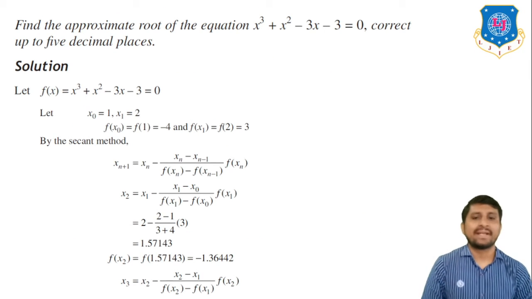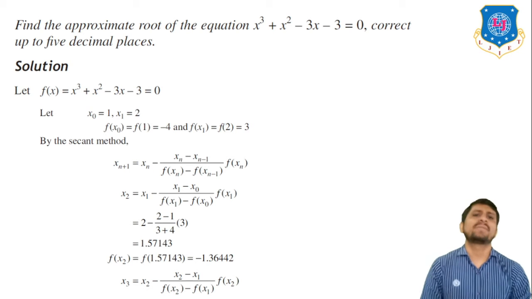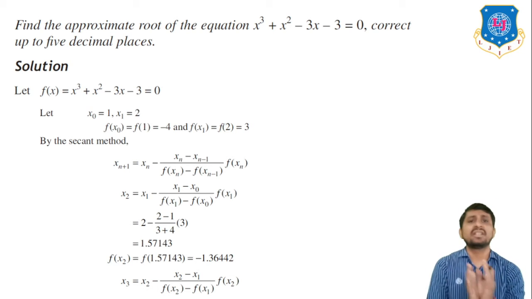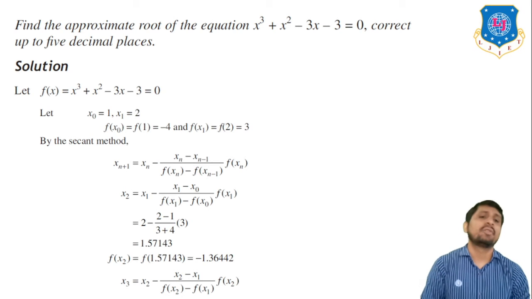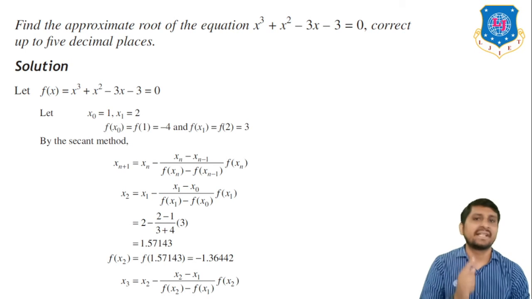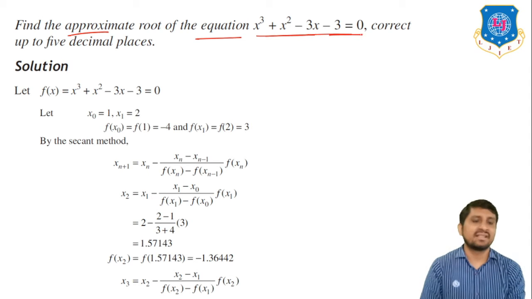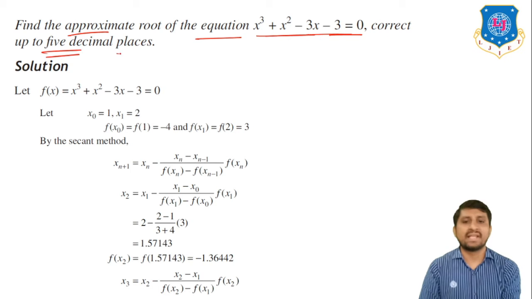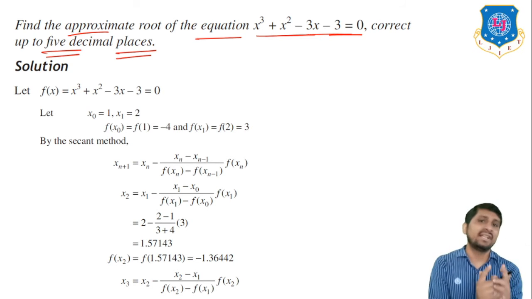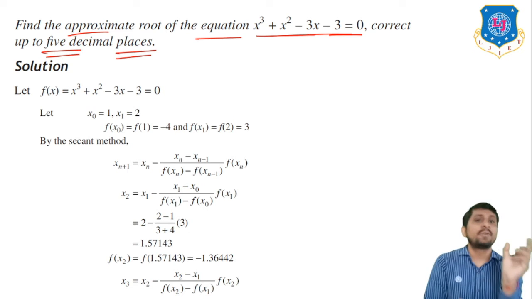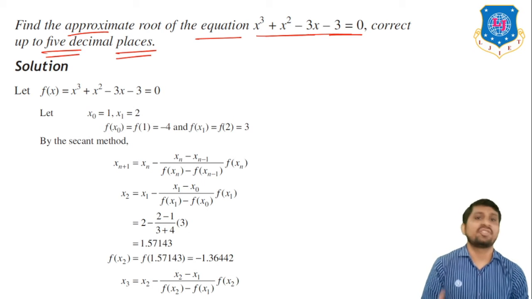Let's try to solve one more example using the secant method. Most probably in the examination they mention the name of the method. Either you have to find the root using Newton-Raphson method, secant method, regula falsi method, or bisection method. Whatever method they mention, you have to use only that method. Find the approximate root of the equation x cube plus x square minus 3x minus 3 equal to 0, correct up to 5 decimal places. After the point, up to 5 decimal places, your approximation must be the same.